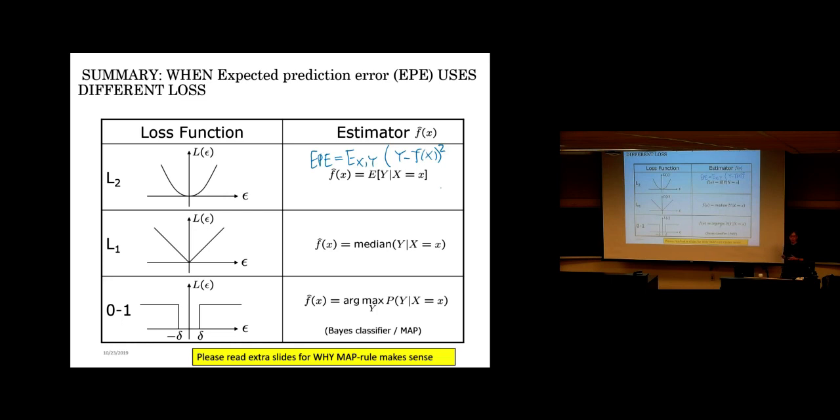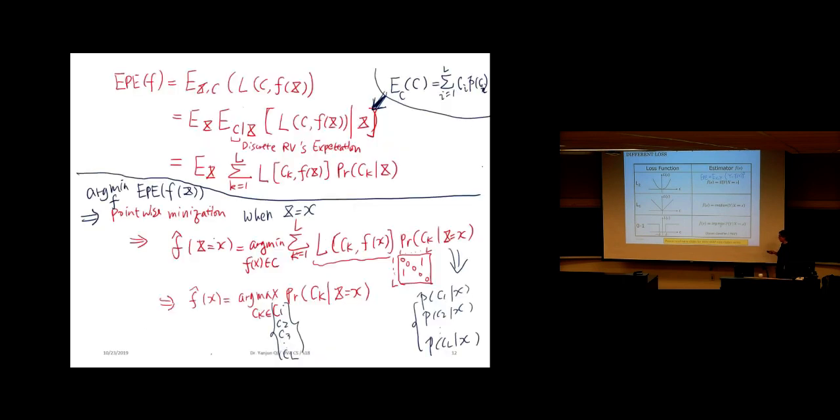This just gives you a reason why we use the MAP rule. Among all the possible output label values, the one that gives you the largest probability is the classifier that minimizes the EPE, the expected prediction error. And in fact, you can actually prove it, and this is the proof.